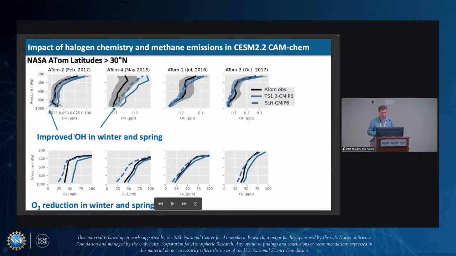So if you look at ATom OH with and without halogen, you improve OH, especially in the winter and spring of the mid-latitudes and the high latitudes. And we do reduce ozone, and this is a known result of the impact of halogen representation. I just wanted to take advantage of the OH observations during ATom here.